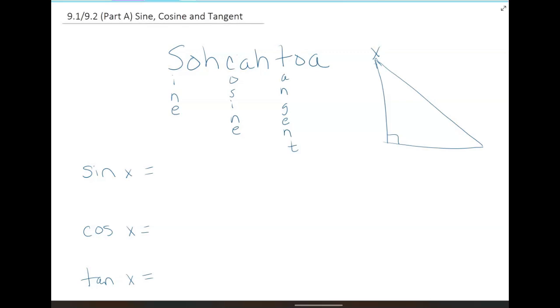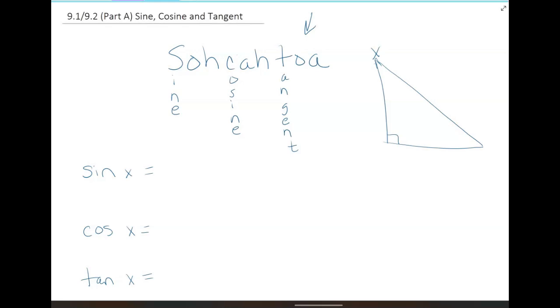There's an acronym that we use in geometry to help us remember how to find the sine, the cosine, and the tangent ratios, called SOHCAHTOA. So that's what this is, SOHCAHTOA. And that's the way that we remember which side relationships go with which trigonometric function.